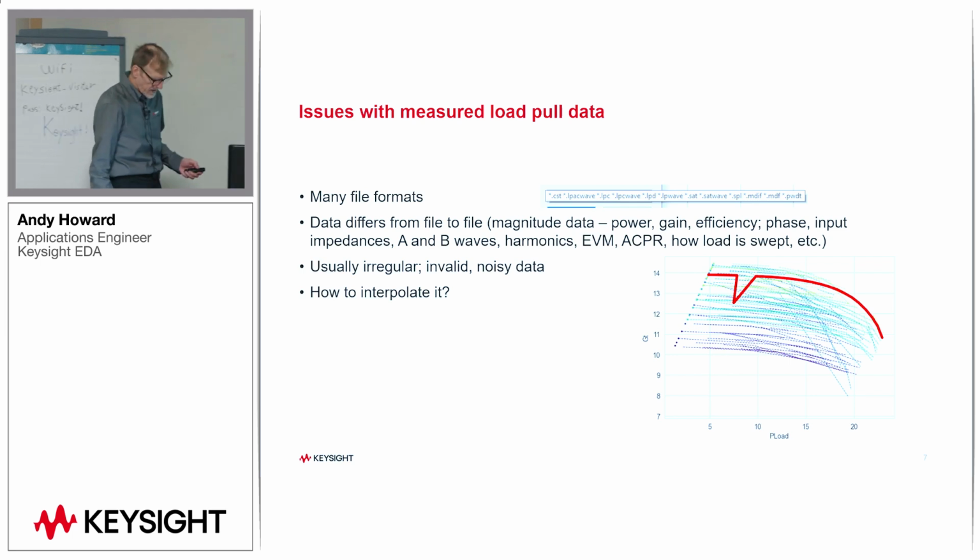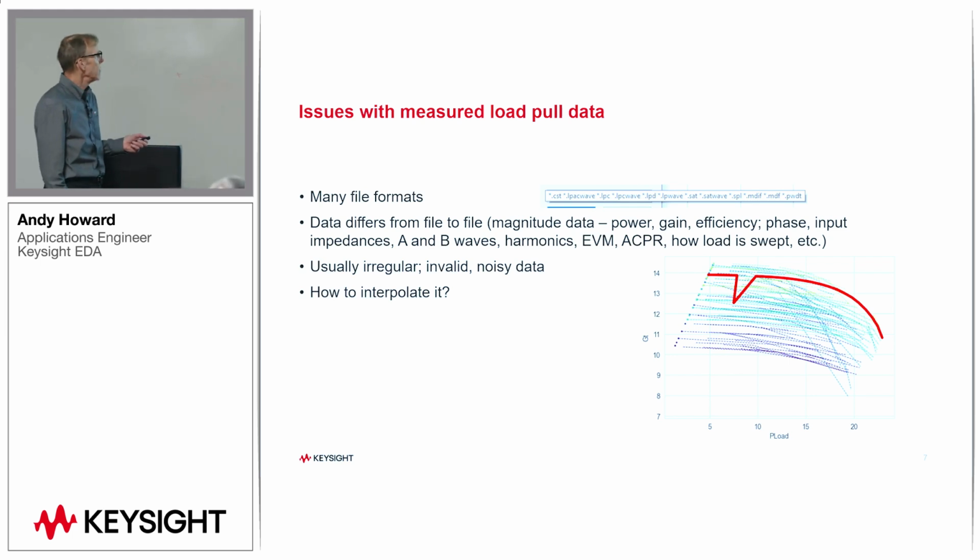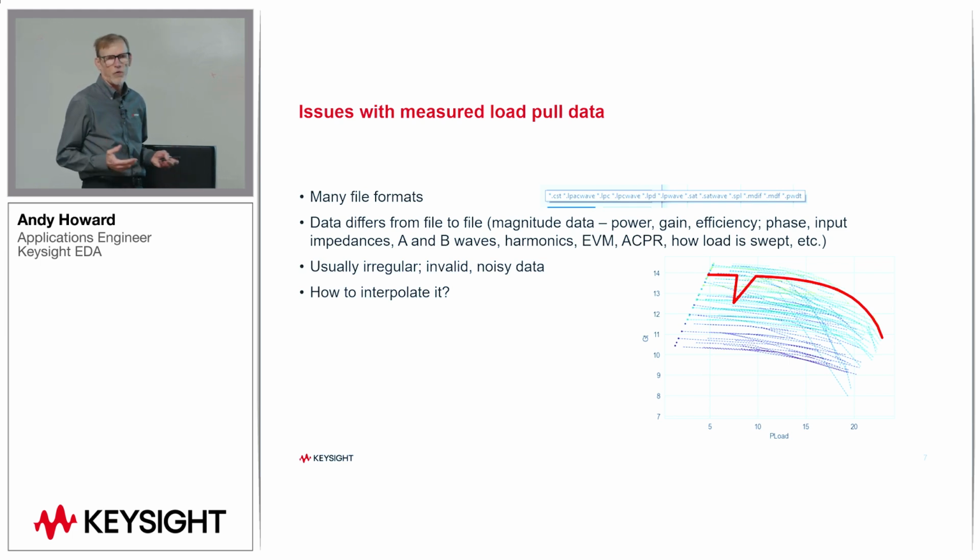One thing about measured load pull data is that there's a lot of different file formats available. Different measurement system vendors write out data in different file formats, and the way they write out data is all over the map. They have different variable names, different ways of formatting the data. They sweep lots of different parameters.